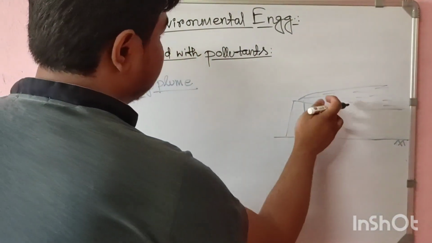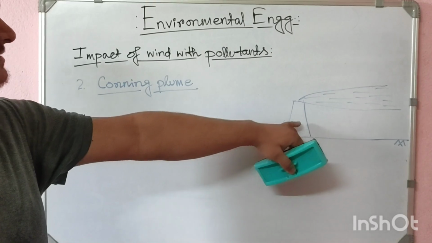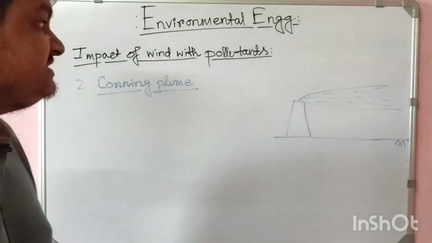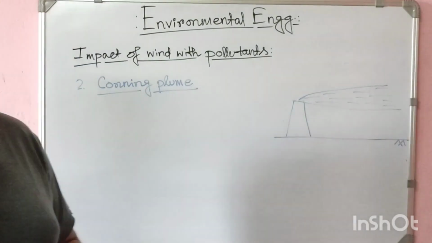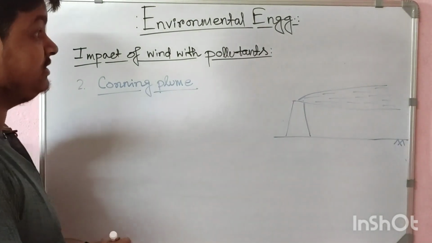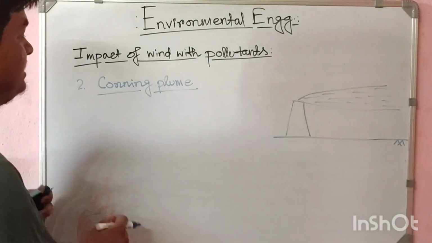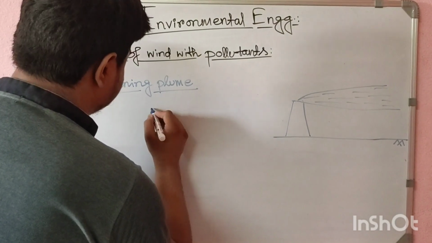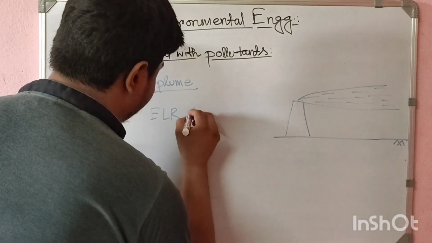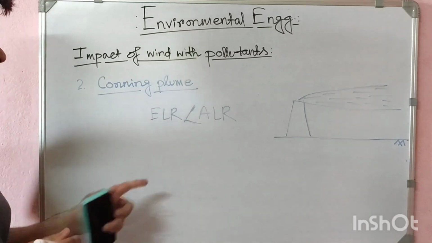This is ground level, this is the trace path of this plume. Let's suppose this is a chimney of some industrial place. From there the plume is coming like a cone, because of that we are telling it coning plume. So what is the characteristic of this plume? ELR will be less than ALR.